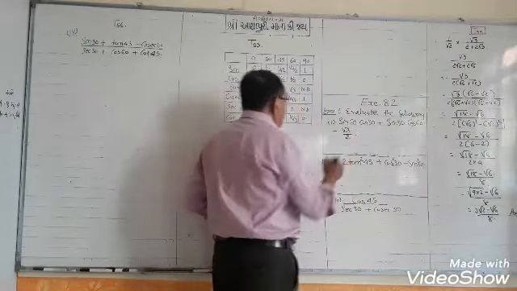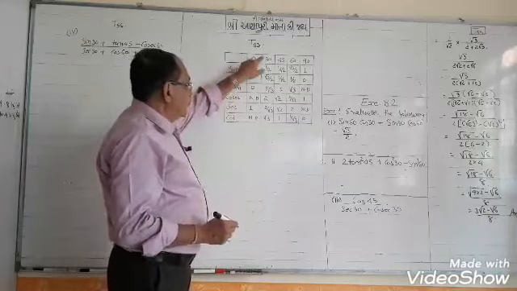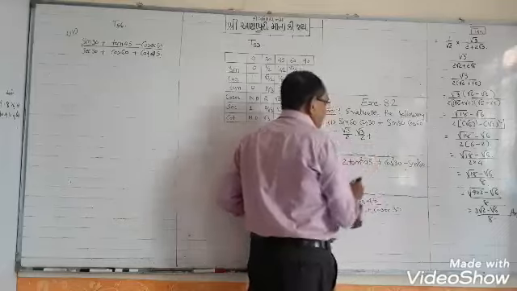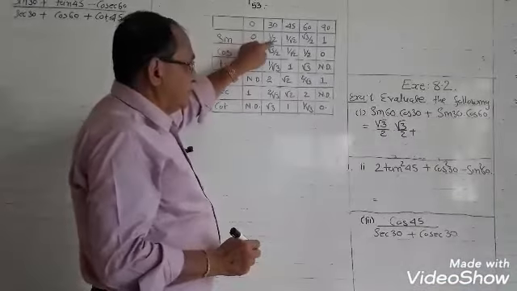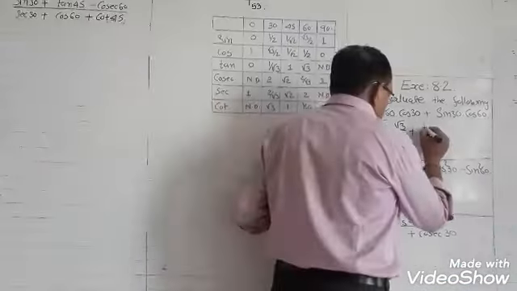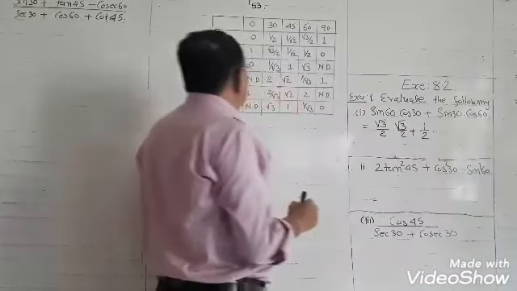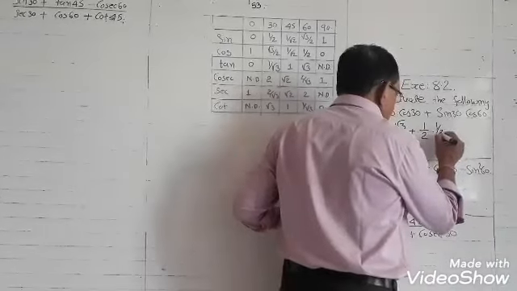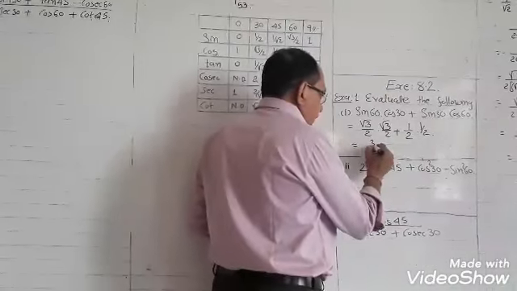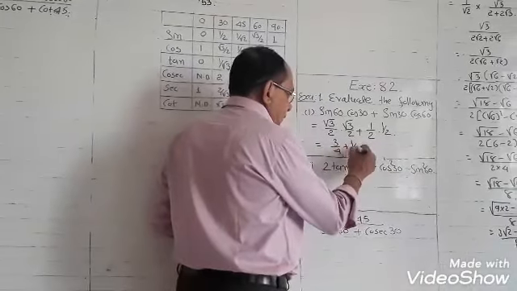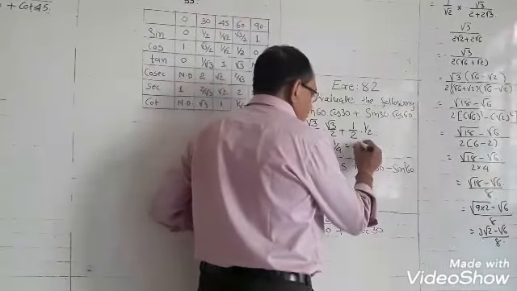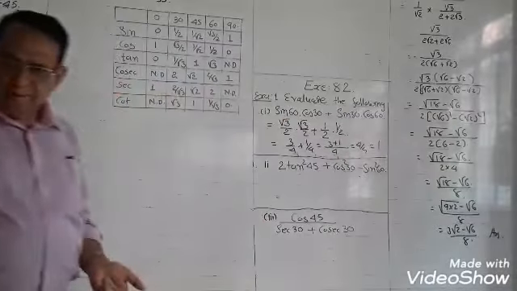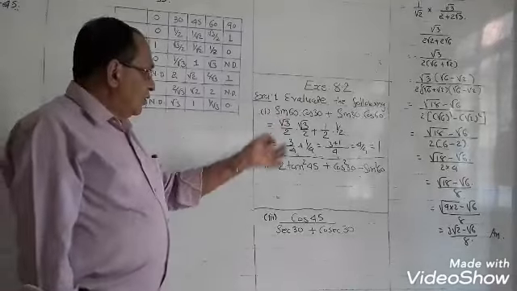Cos 30 is equal to what? That is root 3 by 2. Plus sin 30 is equal to what? Sin 30 is equal to 1 upon 2. Cos 60 is equal to what? 1 upon 2. This is equal to 3 upon 4 plus 1 upon 4. LCM 4, 3 plus 1 is 4 upon 4, which is equal to 1.